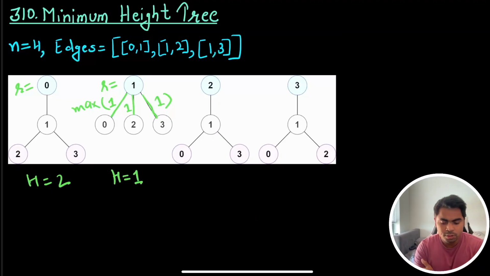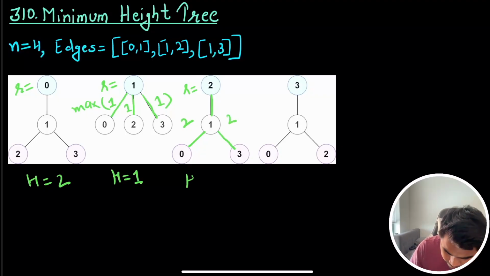How about if we choose 2 as my root? So if root is 2, then again I will try to explore all the paths to leaves. This is one path till 0. So here it will be 2, and this one again is 2. So the maximum of 2 and 2 is 2. So height would be 2. How about when I choose my root as 3? So this time it will again be 2 and 2. So height would be 2.